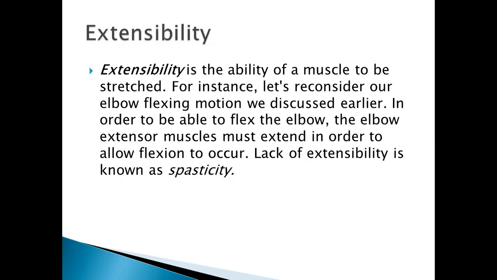Number 3 is extensibility. Extensibility is the ability of muscle to be stretched. अब muscle में ability हो सकती है कि वो stretch भी करें. चलें, let's reconsider again the example of elbow flexion. When we do flexion of elbow, तो क्या होता है? Bicep contract करता है और tricep stretch हो जाता है. That is extensibility. अब हम lower limb से example consider करते हैं.